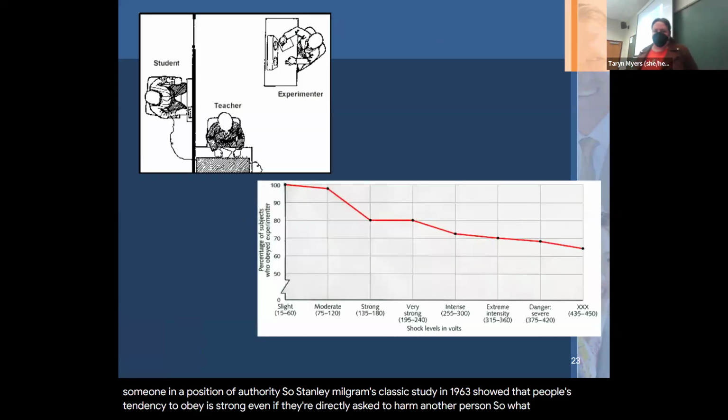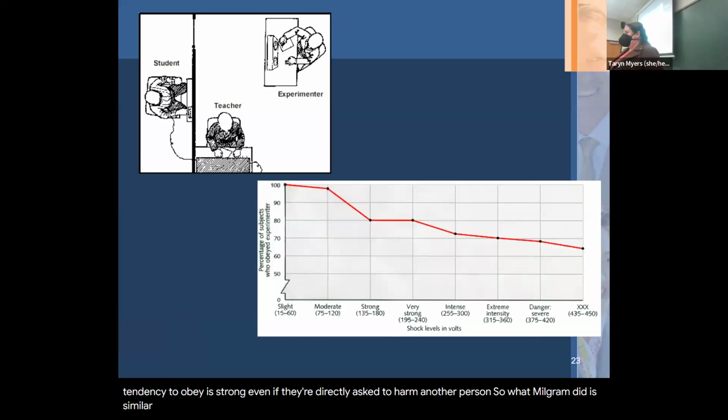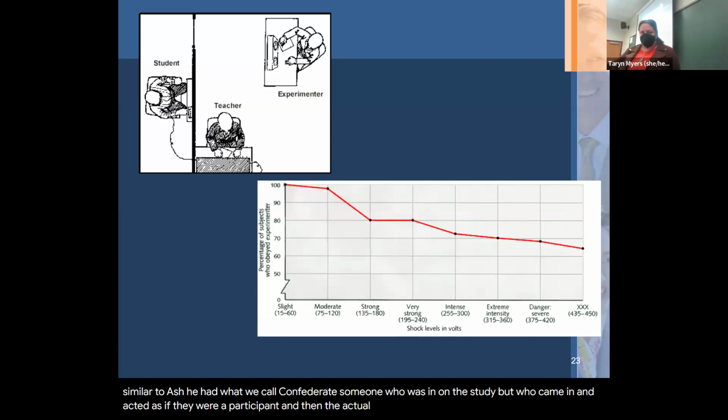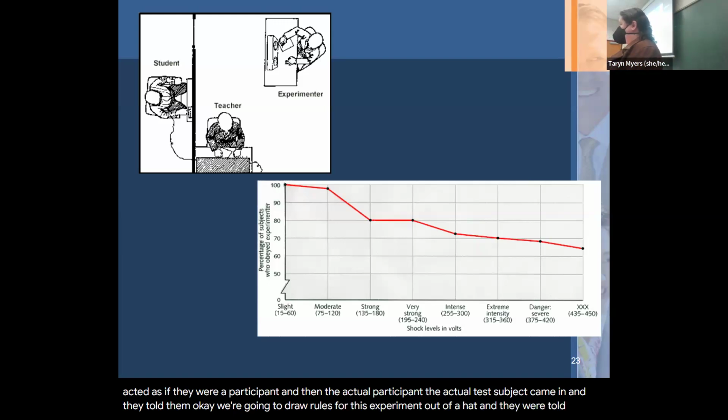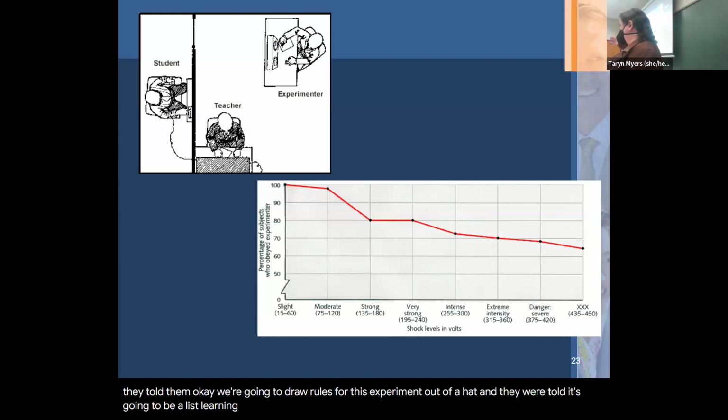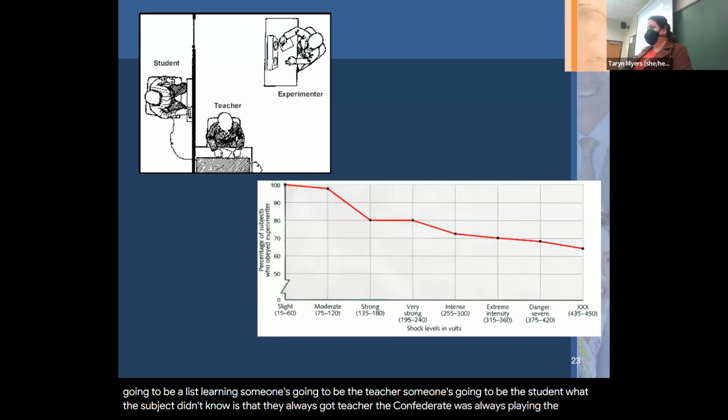And so what Milgram did is similar to Asch. He had what we call confederates, someone who was in on the study, but who came in and acted as if they were a participant. And then the actual participant, the actual test subject, came in and they told them, okay, we're going to draw roles for this experiment out of a hat. They were told it's going to be a list learning task. Someone's going to be the teacher. Someone's going to be the student. What the subject didn't know is that they always got teacher. The confederate was always playing the student.